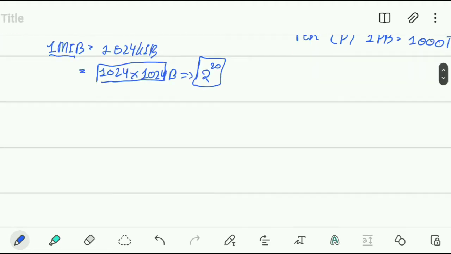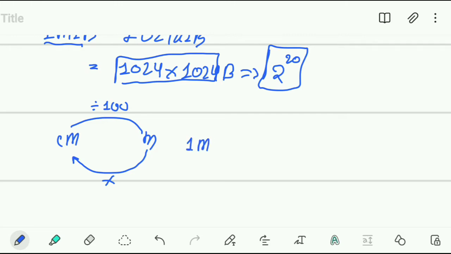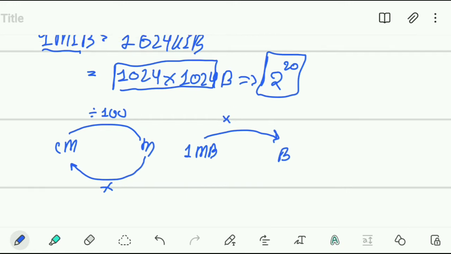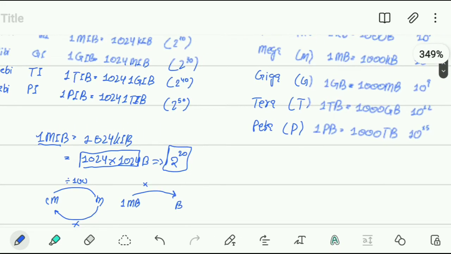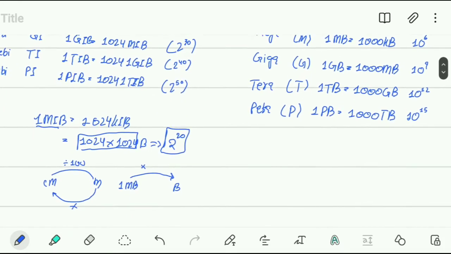And if you want to convert this megabyte to bytes, then we multiply 1024 by 1024. Whenever you go from a smaller unit to a bigger one, say centimeter to meter, you divide by 100. But if we go from meter to centimeter, then we do multiplication. Same thing here: if we go from megabytes to kilobytes, we multiply. 1 megabyte is equal to 1024 kilobytes.